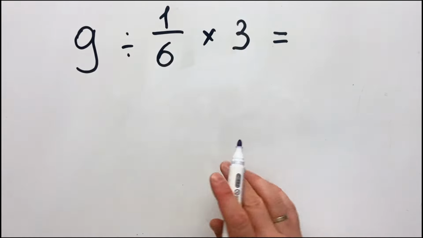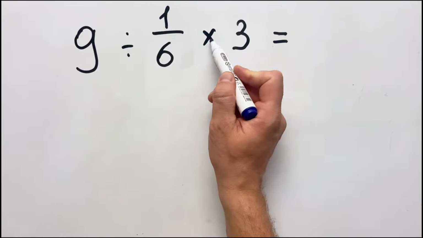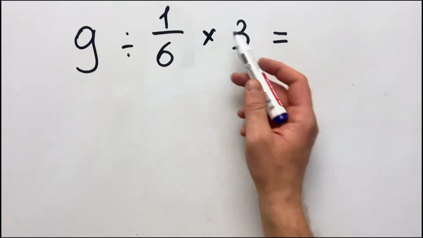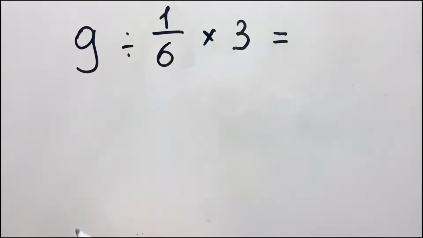In this equation we have 9 divided by 1 over 6 multiplied by 3. The usual mistake people make is that they start with the multiplication because it's easier for them, then they leave the division for the end.